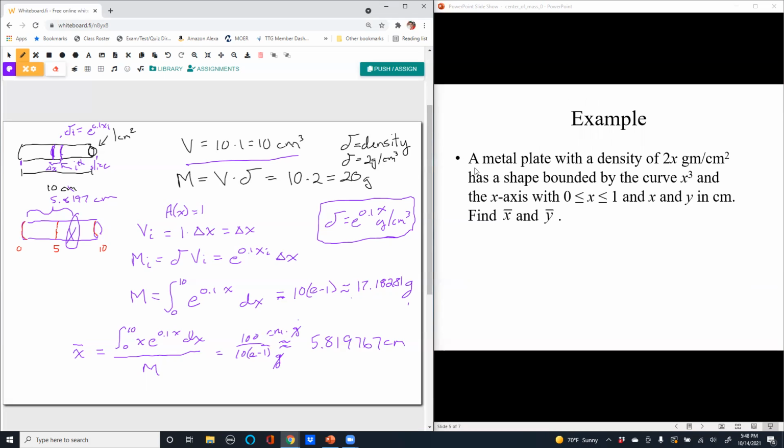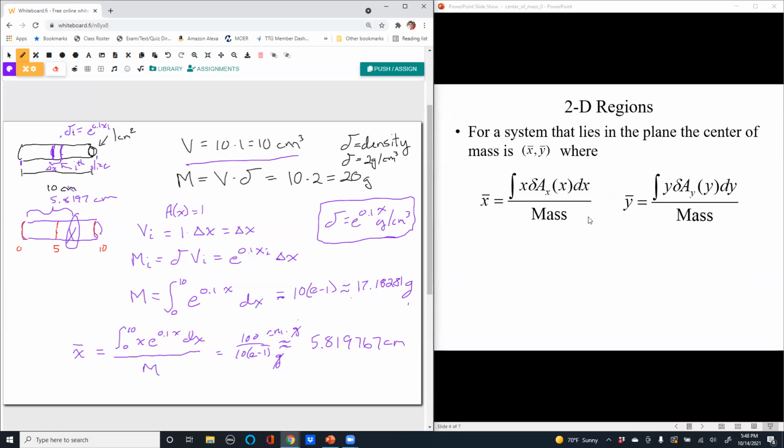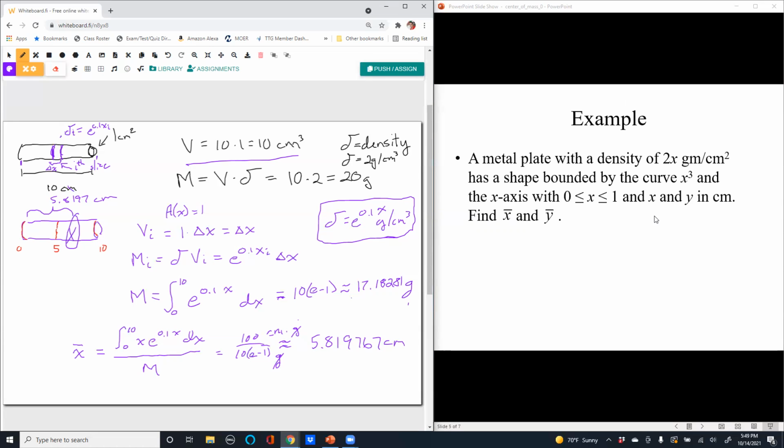Here's where this could be an issue. Let's say we have a metal plate with a density of 2x grams per centimeter squared, excuse me. So a metal plate is going to be a 2D object, as it has a shape bound by the curve x cubed and the x-axis between 0 and 1. x and y in centimeters, and we're going to find x bar and y bar. So this would work out perfectly for this one because delta is already in terms of x. This one would become a problem, not that we couldn't do the area in terms of y, but because our delta is in terms of x.